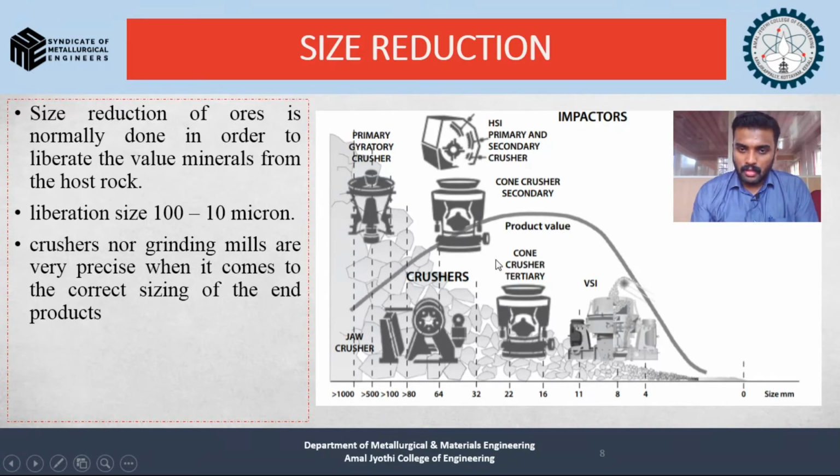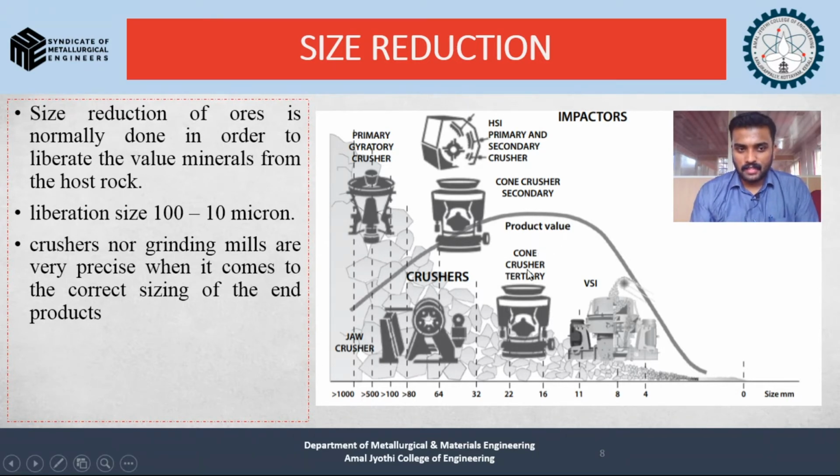And moving on, we will be having small scale units of crushers, and ultimately we are obtaining very fine particles. So you can see that the size reduction is shown in terms of this graph. The size will be high in the curve, and it will be going down. The maximum liberation size is 100 to 10 micron. That is the ultimate size we can obtain after the liberation process. After that we have to go for grinding.